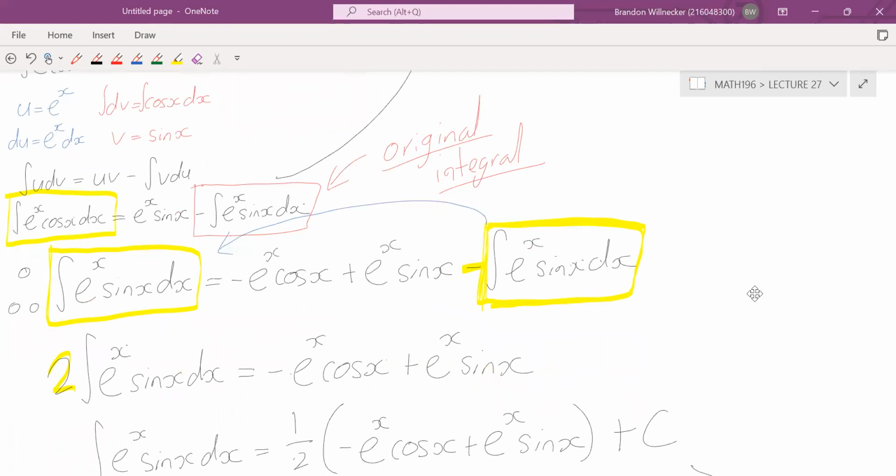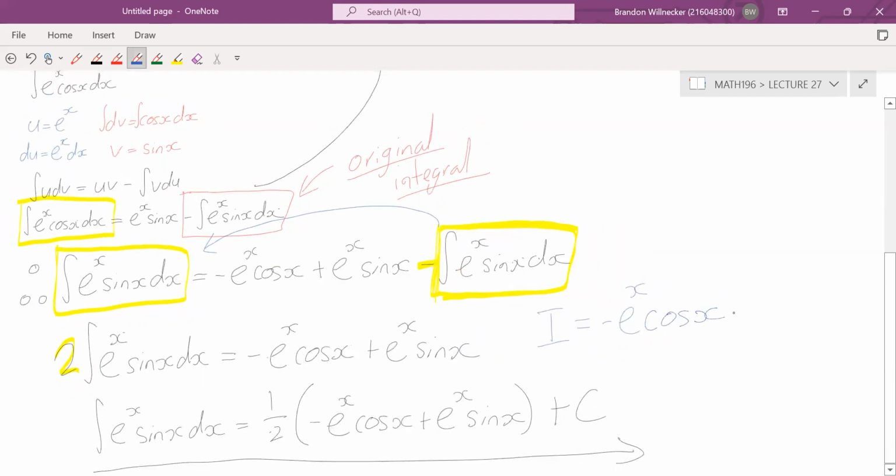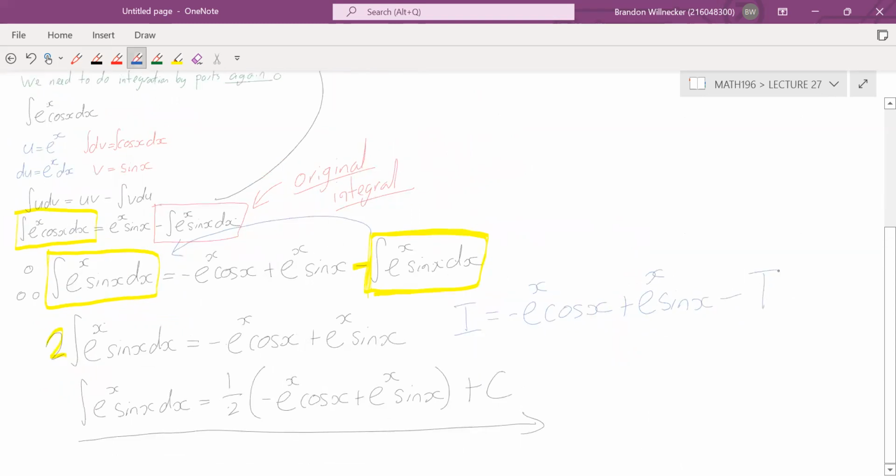So this is something like, if I just write it on the side, our integral, let's call it I, is equal to minus e to the x cos x plus e to the x sine x, and then minus I again. Yeah, that's what we have there. So all we need to do is solve this equation for I. And that's exactly what we're doing over here. And then that gives us our final answer there.